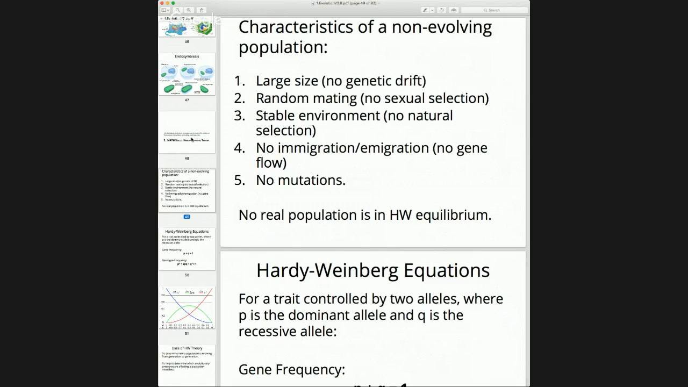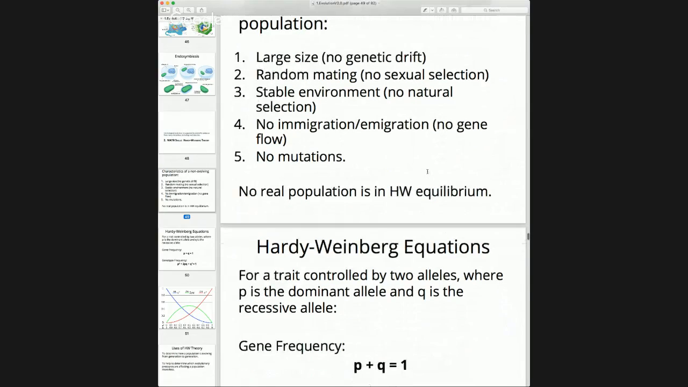So no real population is actually in Hardy-Weinberg equilibrium. It's just not something that is possible for a real population to be in, but we use it as a way to compare actual populations in order to see how evolution might be affecting that population's changing over time.